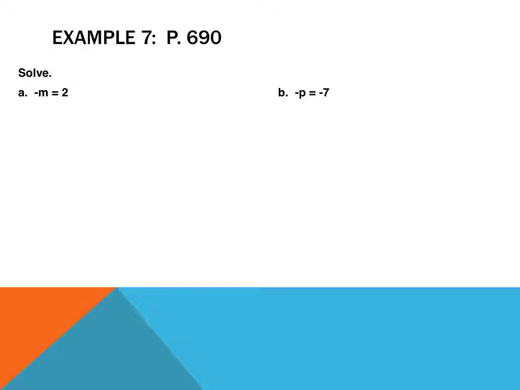Okay, in previous sections we've said that if I see an x by itself, that's understood to be 1x. Or if I see a negative x, that's understood to be a negative 1 times x. So A can be rewritten as negative 1 times m equals 2. B can be rewritten as negative 1 times p equals negative 7. So anytime you have a negative in front of the variable, treat that as a negative 1 times the variable.